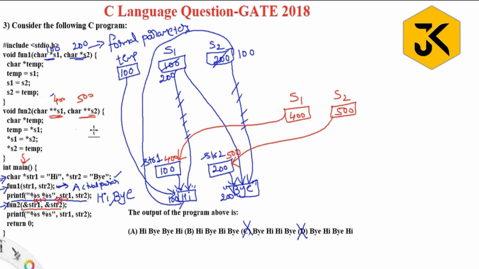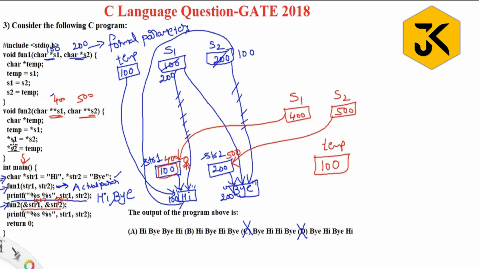Okay. Now it is going to create one more temporary pointer with some default value, and temp equal to *s1. What is *s1? See here, s1 is 400. Whenever I know the address of one particular location, I can go to that location. *s1 means *400. *400 means what value? 100. So 100 is going to be copied to temp.